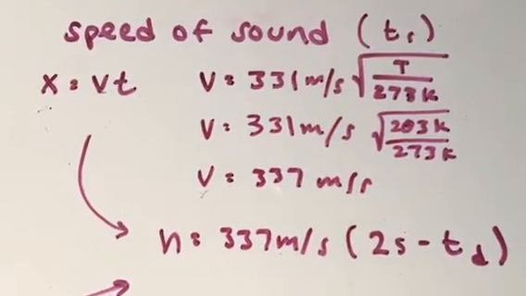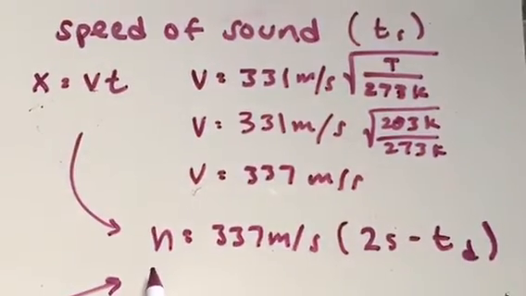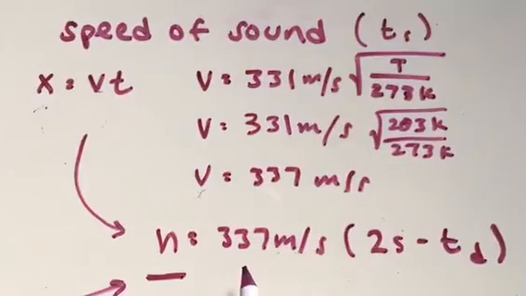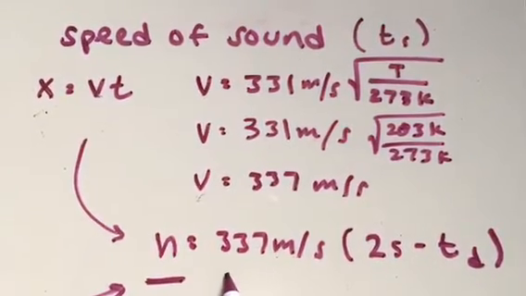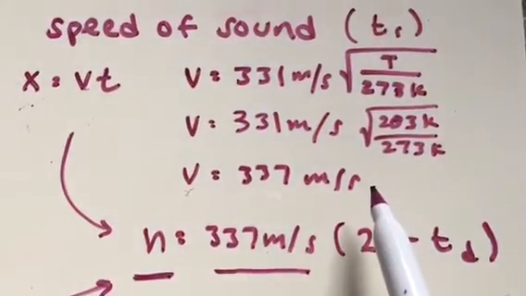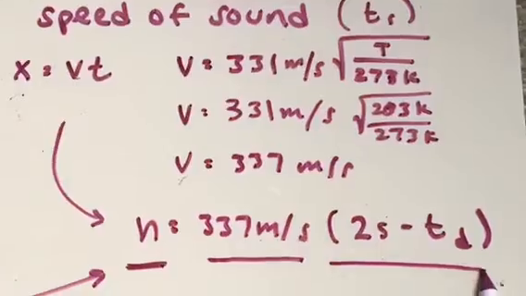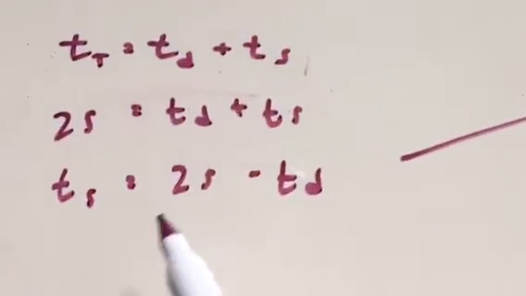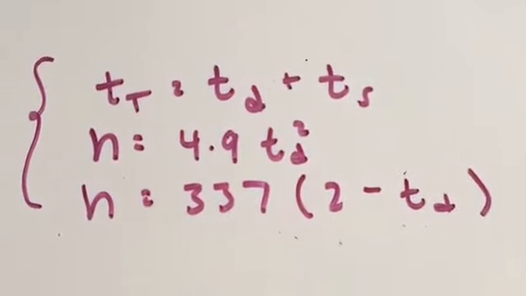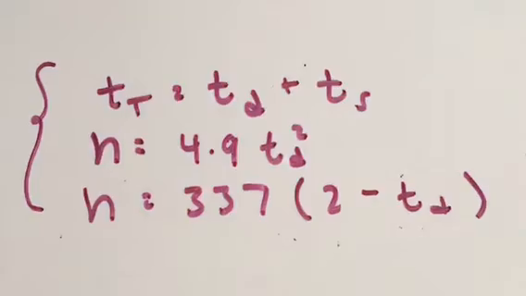To find the third equation, we're going to use the distance equals rate times time formula. The distance is the depth of the well, or h. The rate, or velocity, is 337 meters per second, which comes from the formula for the speed of sound, and the time comes from our first formula, which is just rearranged and substituted. Now we have our 3 equations and can just solve the system algebraically.